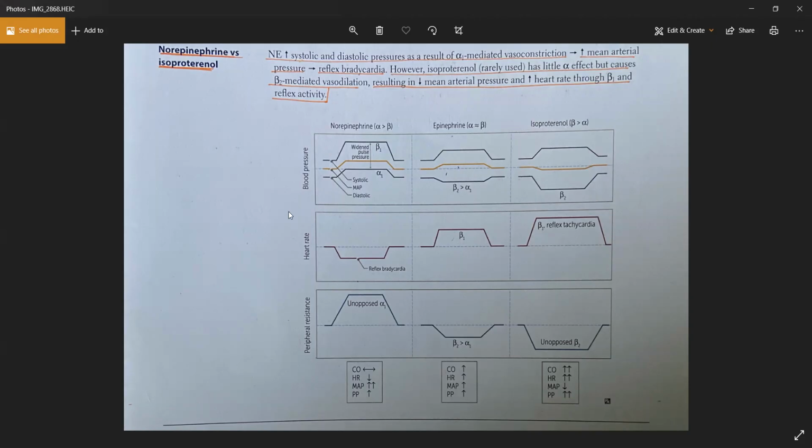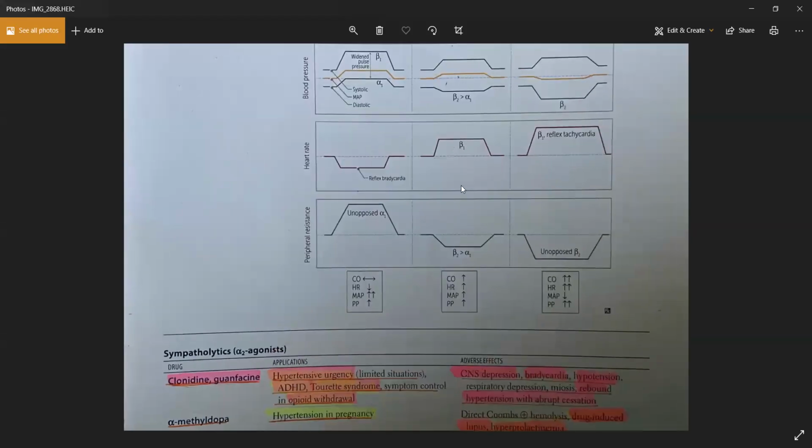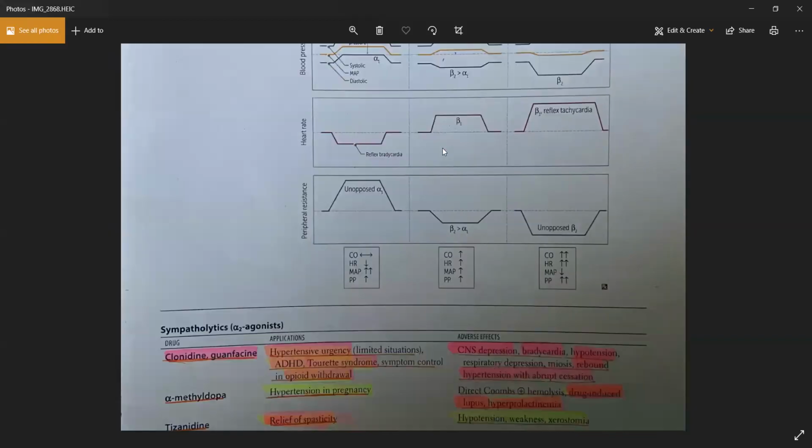Okay, so that's about the difference between norepinephrine, epinephrine, and isoproterenol. In case of norepinephrine, there is no beta 2 effect, so unopposed vasoconstriction and bradycardia. In case of epinephrine, you have the beta 2 effect as well as alpha effect, so a relative thing would be there: a slight vasodilation, increase in the heart rate, and a slight increase in the mean arterial pressure. In case of isoproterenol, you will get mostly beta 2 effects, so you get the vasodilation and the tachycardia, right?